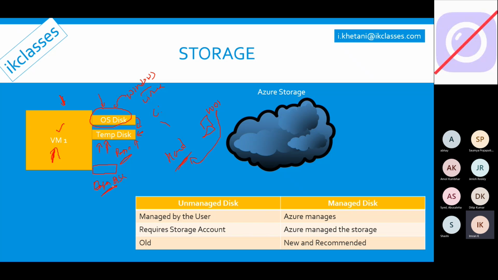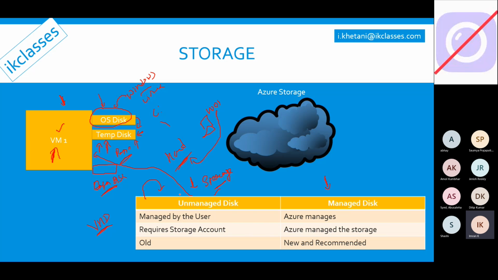So what is managed and unmanaged disk? Managed disk means it is managed by Azure. It is stored in Azure's storage and managed by Azure. Unmanaged means you are managing that disk. So let's say you have some VHDs, and you are onboarding those VHDs to your storage account in Azure. And from there, I can attach those disks to my virtual machine.